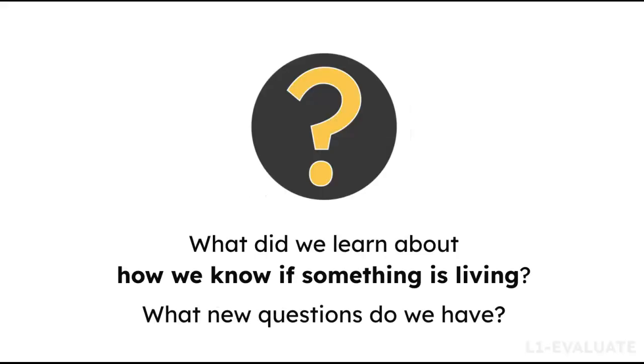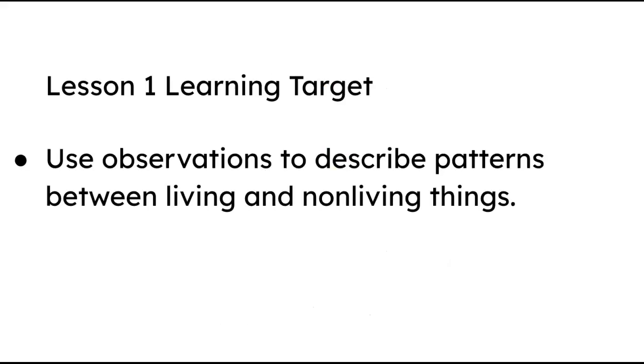To support student sense-making across the unit, orient them back to the driving question board. Ask, what did we learn about how we know if something is living? And what new questions do we have? By the end of this lesson, students will have used observations to describe patterns between living and non-living things. In Lesson 2, students will investigate what plants need to grow and survive.